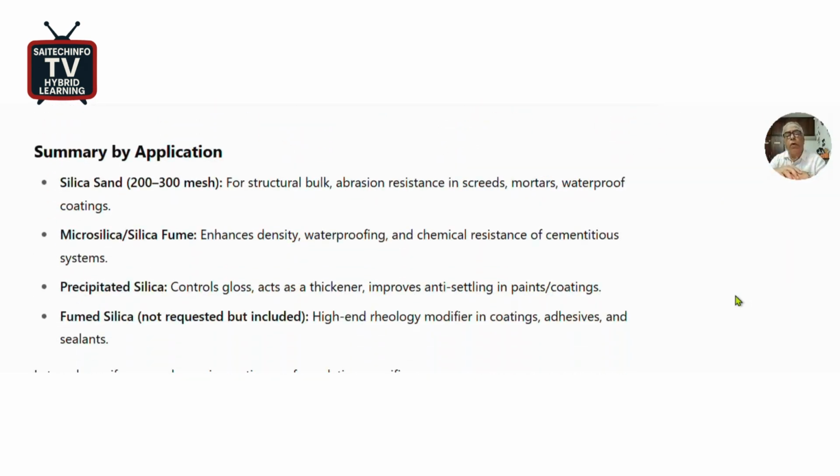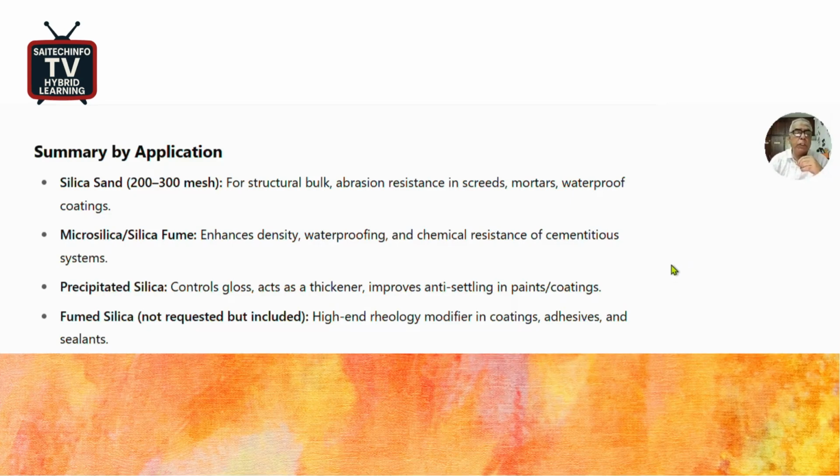Then, summary of application. Silica sand, as you know, from 200 to 300 mesh, is used for structural bulk and abrasion resistance in screeds and mortars and waterproof coatings. Then microsilica and the silica fumes are used in waterproofing and chemical resistance, cementitious coating systems. Then precipitated silica is used as a matting agent and as a thickener also. It improves the anti-settling characteristics of paints and coatings.